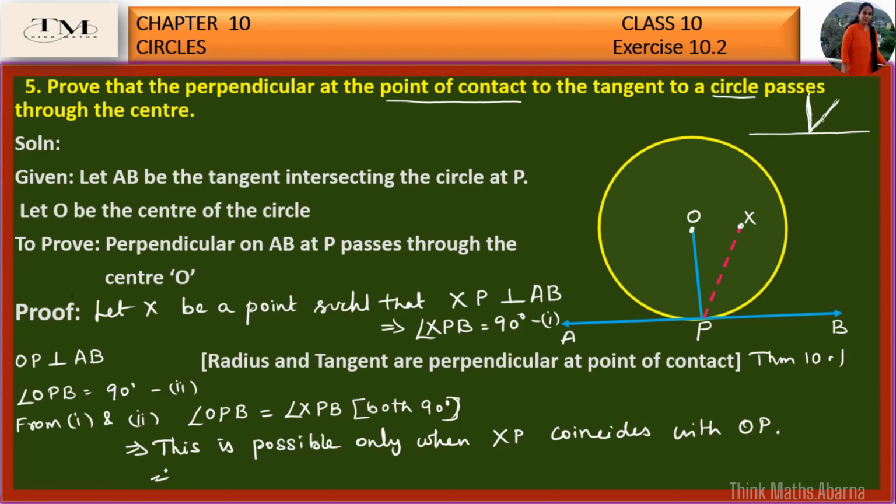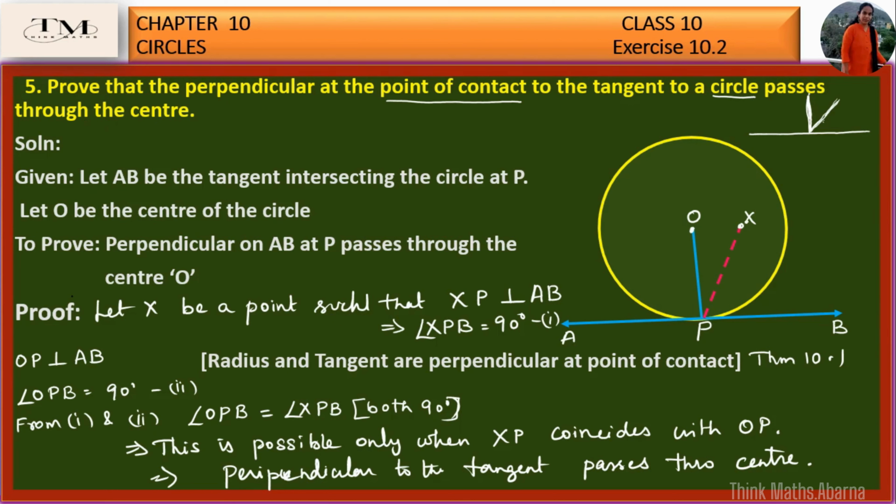So we can write: perpendicular to the tangent passes through the center. With this, we conclude the proof of question number 5.